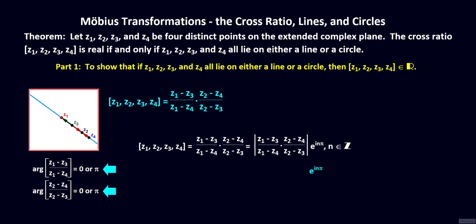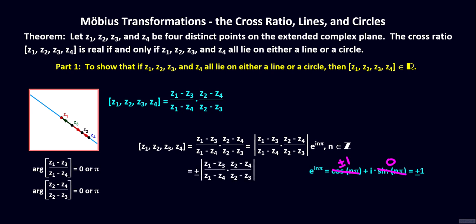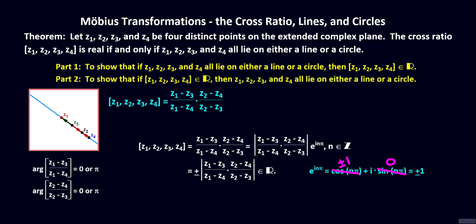e raised to the power i times n times pi equals cosine n times pi, which is plus or minus 1, plus i times sine n times pi, which is 0, so that e raised to the power i times n times pi is plus or minus 1. Therefore, the cross ratio is plus or minus its absolute value, which makes it a real number, completing the first part of the proof. We now prove the second half of the theorem.